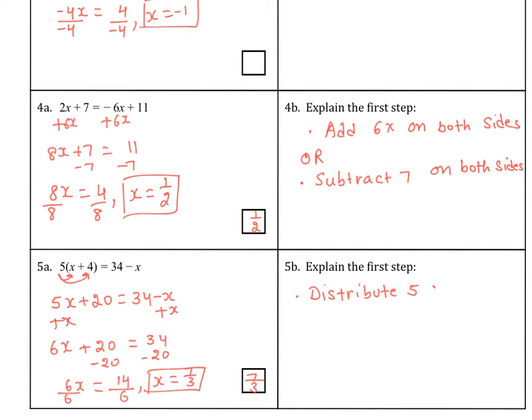For 5a, you're going to distribute the 5 inside first, so 5x plus 5 times 4 is 20. Now you can subtract x on both sides, you get 6x plus 20 equals 34. When you subtract 20 on both sides, you're going to get one side as 6x and the other side would be 14. Now divide 6 on both sides, the x is by itself, and then 14 divided by 6 is 7 over 3. So it's going to be 7 over 3.